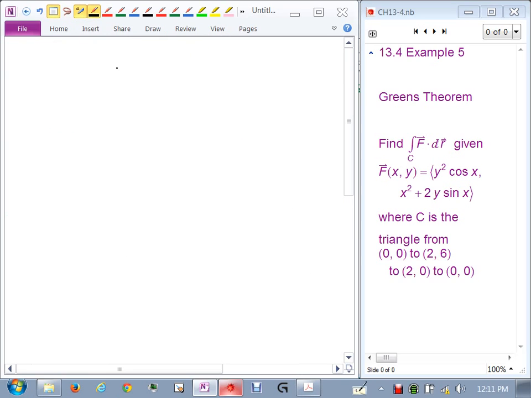Okay, here's what we've got. The triangle goes from 0, 0 to 2, 6. To 2, 0, back to 0, 0. So I've given a direction, haven't I? That's my curve C.